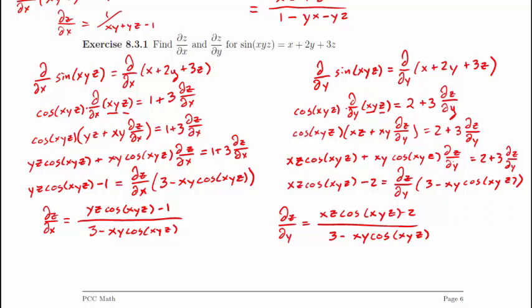We then move the terms with the partial of z with respect to y to one side and factor it out. The terms without the partial of z with respect to y go to the other side. We get xz cosine of xyz, close parentheses, minus 2 equals the partial of z with respect to y times the quantity 3 minus xy cosine of xyz. And our final line now is partial of z with respect to y equals xz cosine of xyz minus 2 all over the quantity 3 minus xy cosine of xyz.